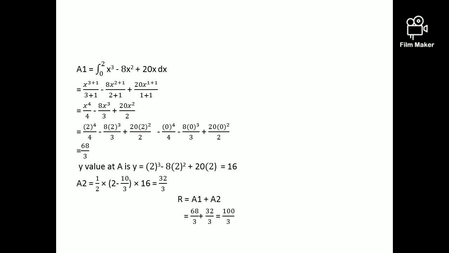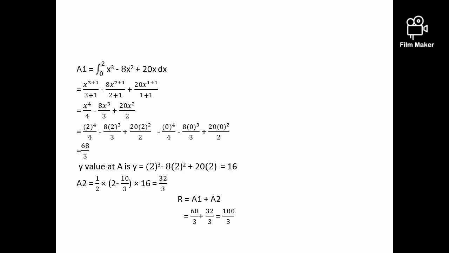How to obtain the area 1? You can understand that if you integrate the curve x cubed minus 8x squared plus 20x from 0 to 2. First you draw the diagram, then it will be easier for you to understand this question. You will obtain the area A1. If you use usual integration, you can obtain the answer 68 over 3.